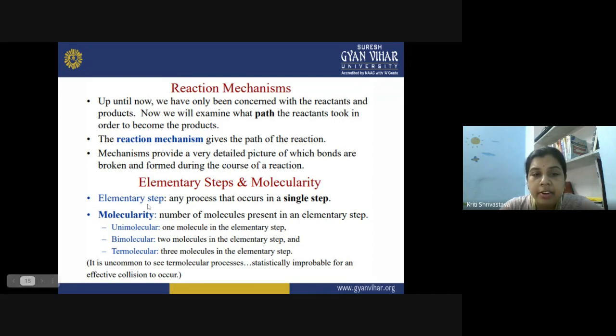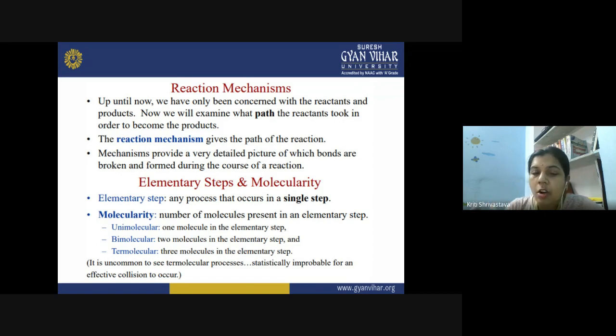So what is the elementary step? It is any process that occurs in a single step, and the molecularity is the number of molecules present in the elementary step, the number of molecules which are actually colliding. In a unimolecular reaction, one molecule is present in the elementary step. In a bimolecular reaction, two molecules will be there, and in a termolecular reaction you will have three molecules in the elementary step.